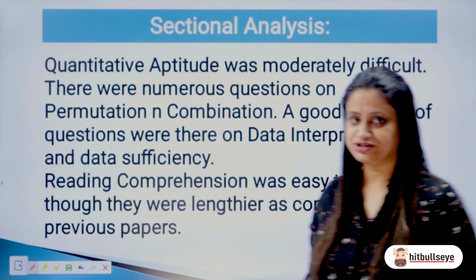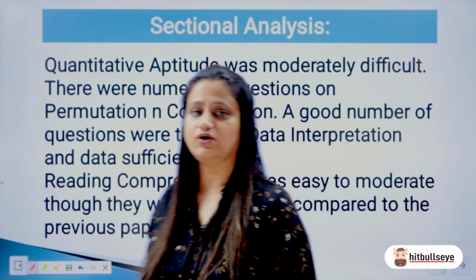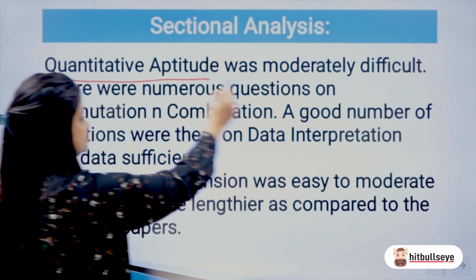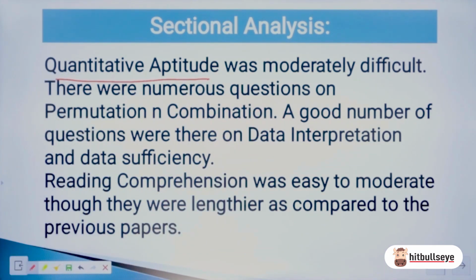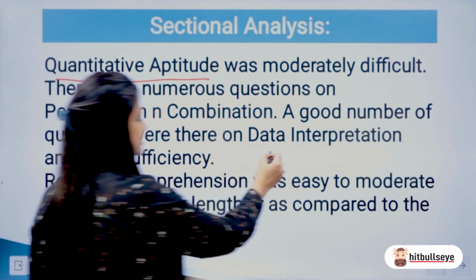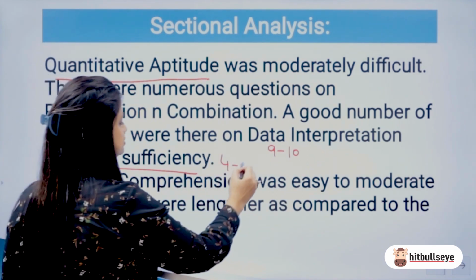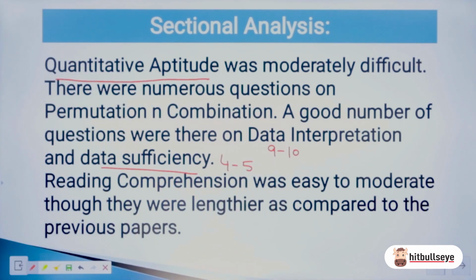Now let us see the sectional analysis of the paper that was held on 10th of October. Quantitative aptitude was moderately difficult. There were numerous questions on permutation and combination. A good number of questions were there on DI and data sufficiency. Approximately, I guess, there were 9 to 10 questions on DI and 4 to 5 questions on data sufficiency. Also, reading comprehension was easy to moderate, though the passages were lengthier compared to the previous papers.